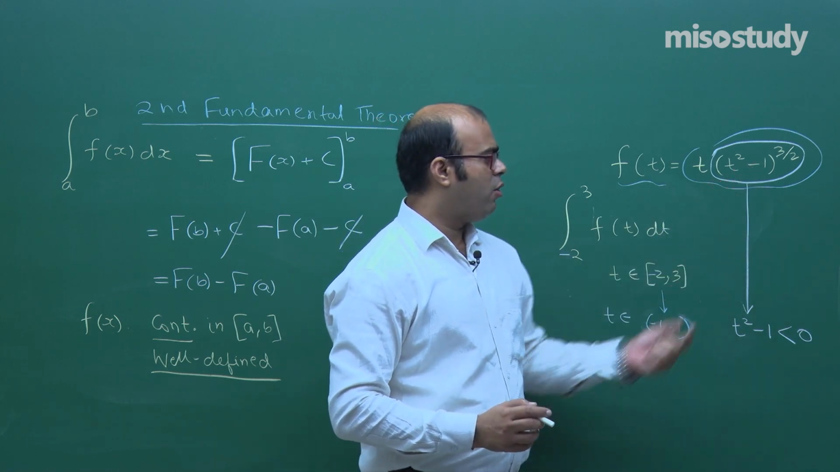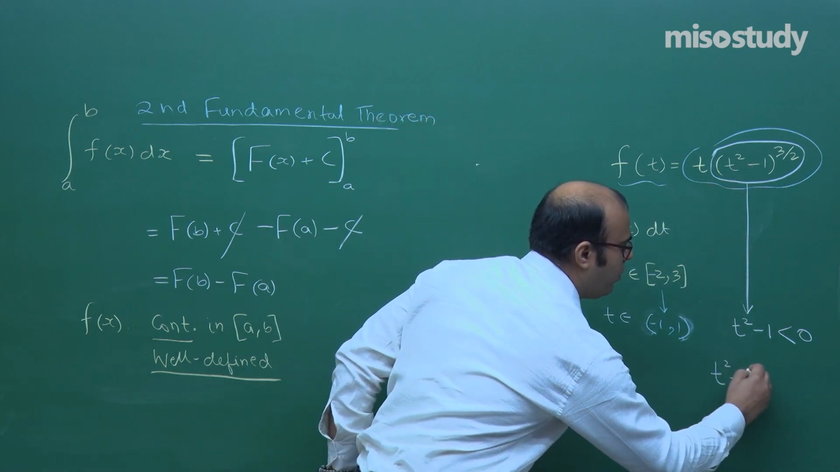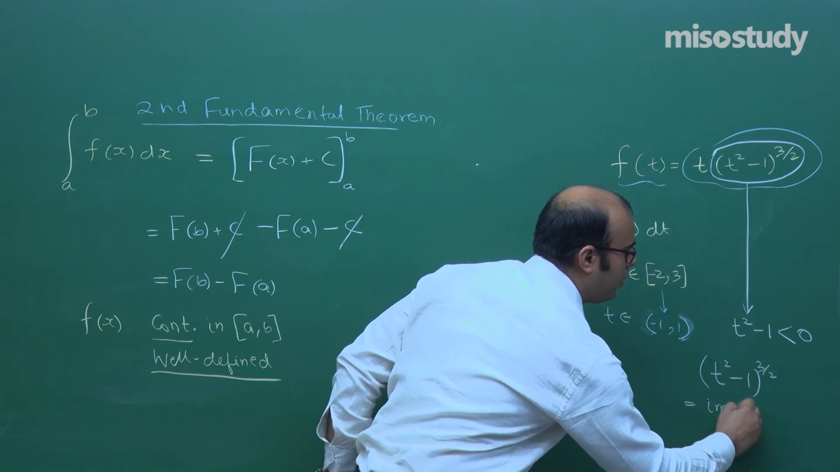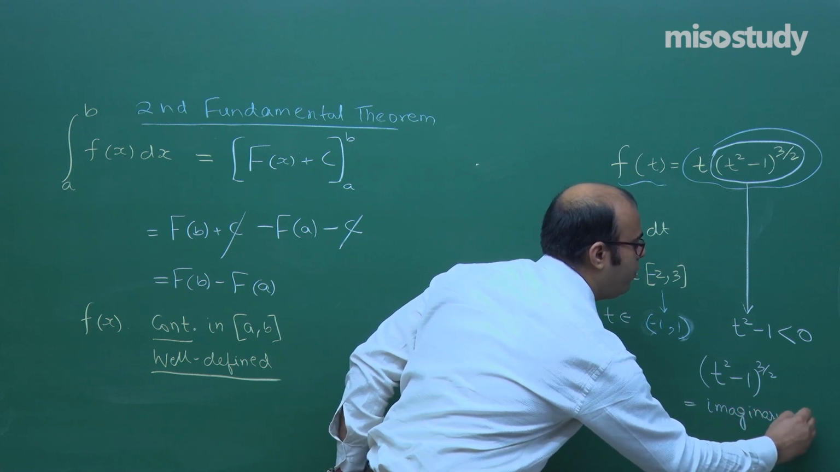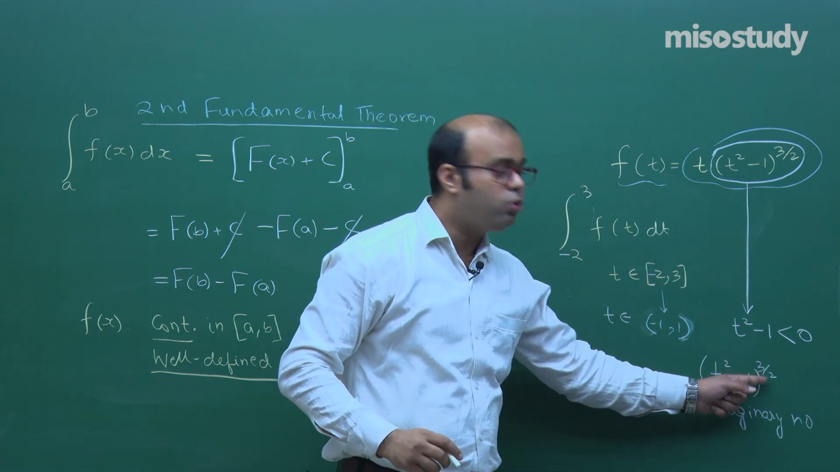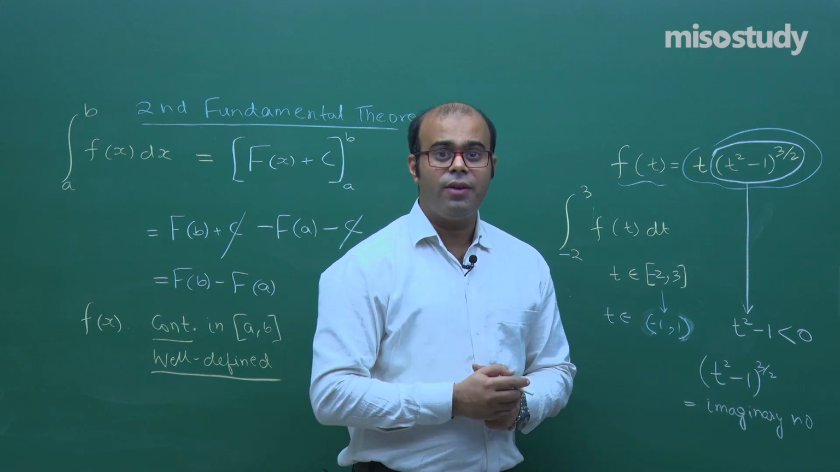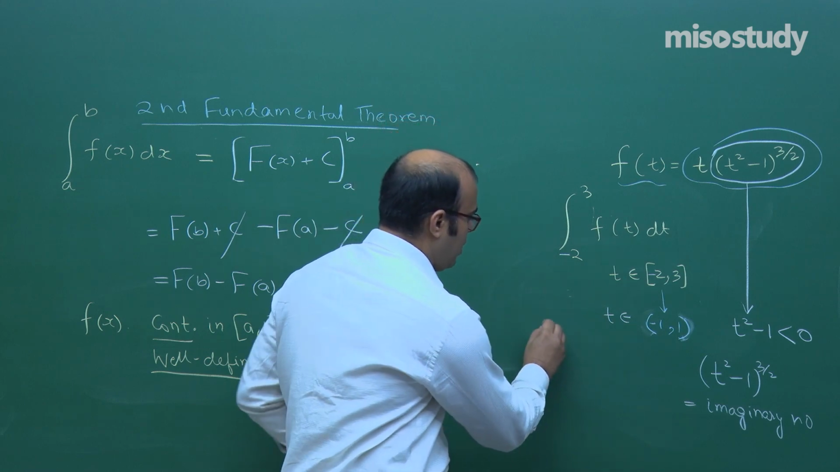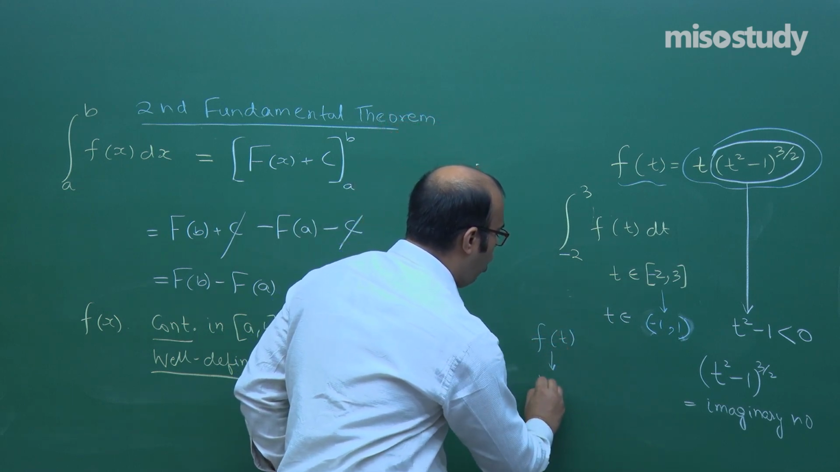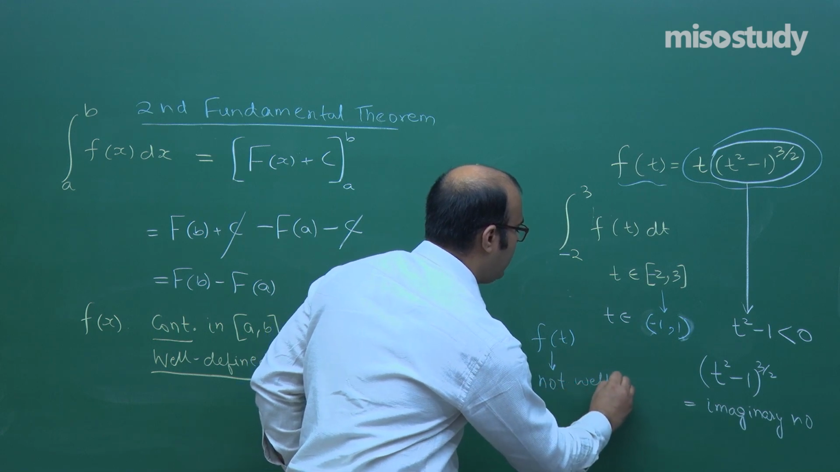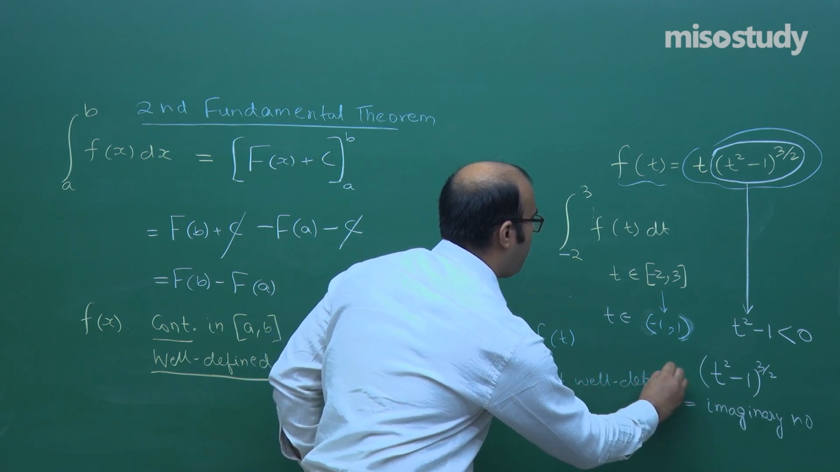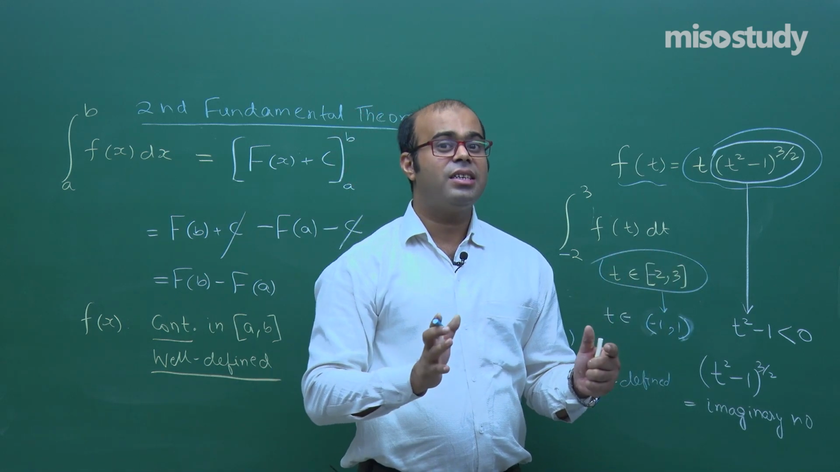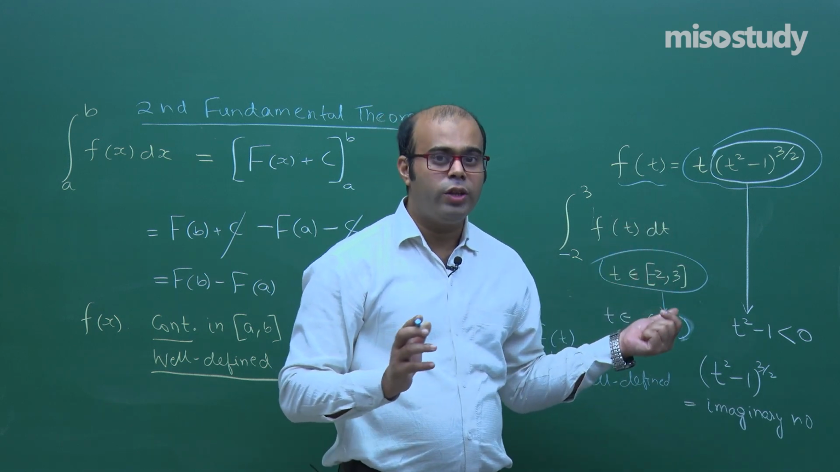So if this is a negative value, in that case (t² − 1)^(3/2) is actually an imaginary number. It is not a real number. So we will say that it is not defined, because here a square root is there, and the square root of a negative is not a real number. So you cannot integrate this. So here f(t) is not well defined in the interval from minus 2 to 3. There is a portion, minus 1 to 1, where it is not defined. So here we cannot do the integration.